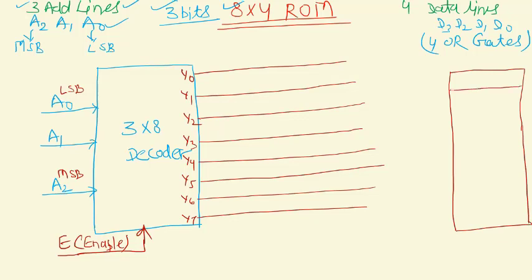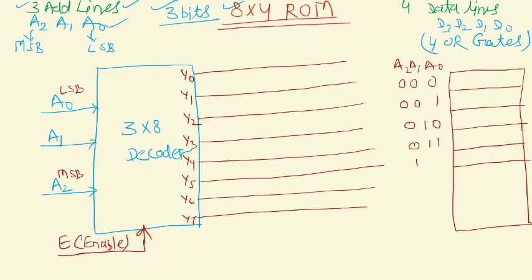Suppose this is 0 0 0, with A0, A1 and A2, and this is 0 0 1, and this is 0 1 0, then 0 1 1, then 1 0 0, 1 0 1, 1 1 0 and 1 1 1. Similarly, there are 8 memory locations, and each memory location has 4-bit data: D0, D1, D2 and D3.